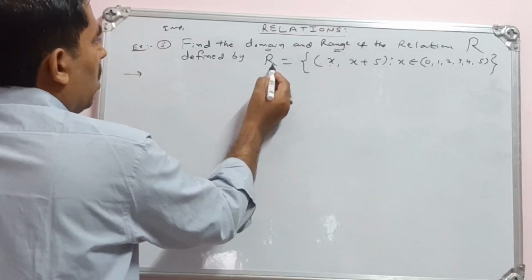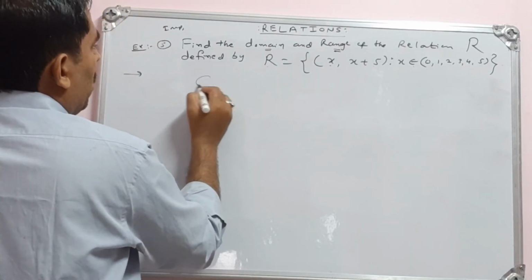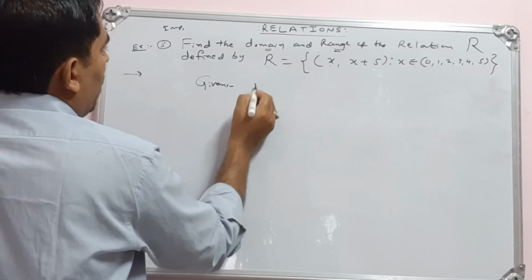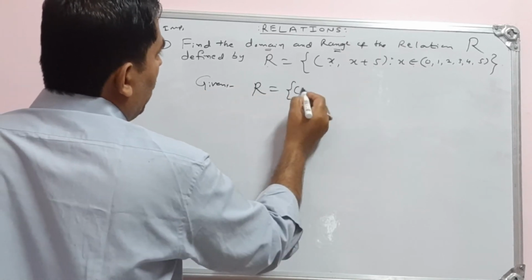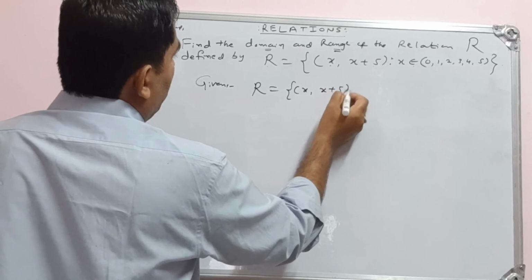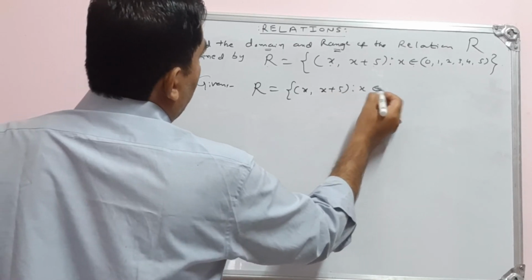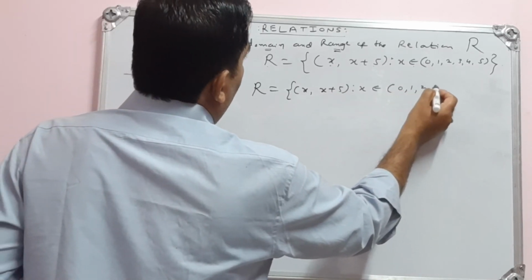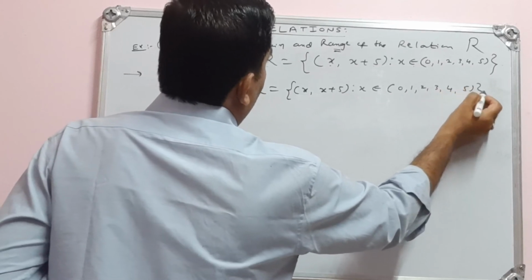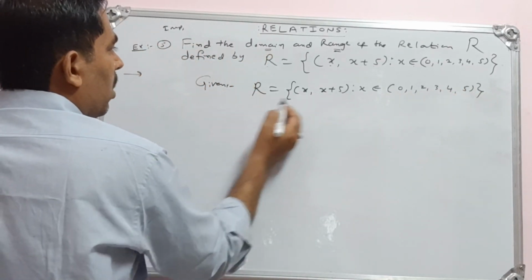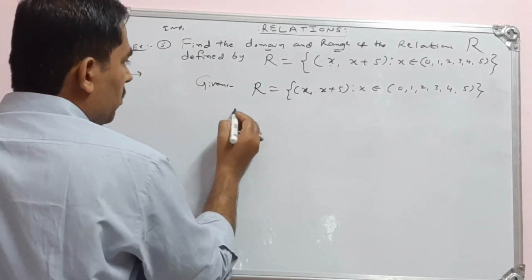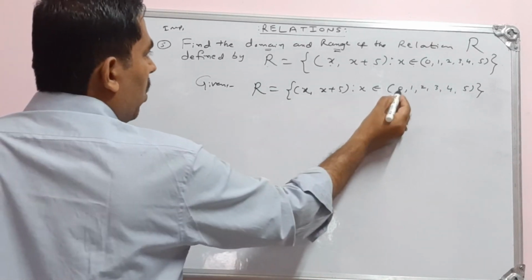So, what is the given relation? That is in the problem here, so I will write the same thing here: (x, x plus 5) such that x belongs to {0, 1, 2, 3, 4, 5}. So this is the given. Now I will go and give the values for x.